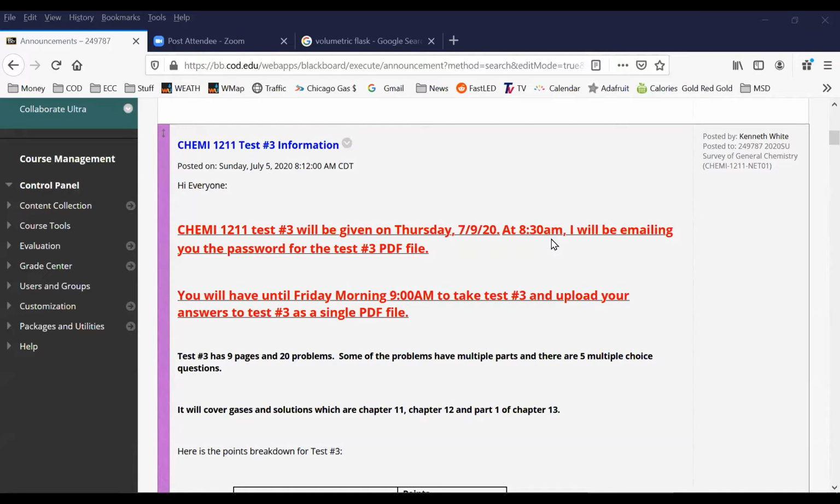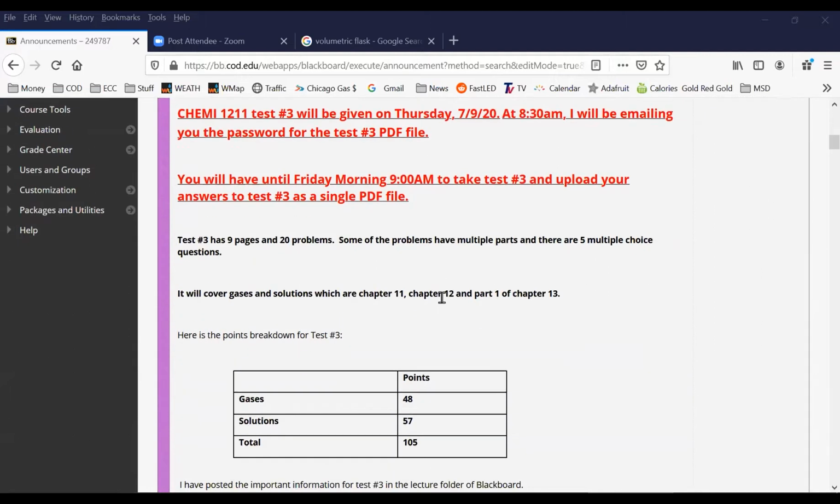I'll send out the email with the password. You'll have until Friday morning to get it uploaded to Blackboard as a single PDF. Remember, I take off 5 points if you don't do it as a single PDF. My instructions I have on Blackboard give a couple different ways to do that.